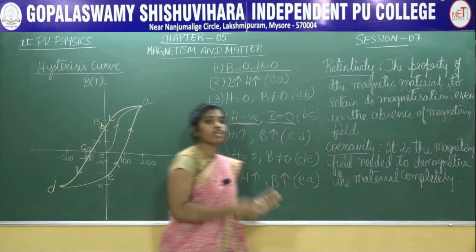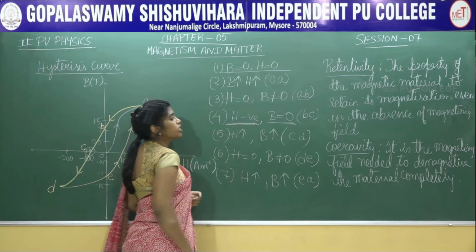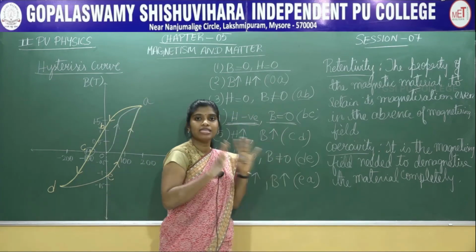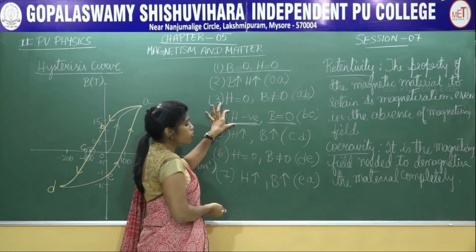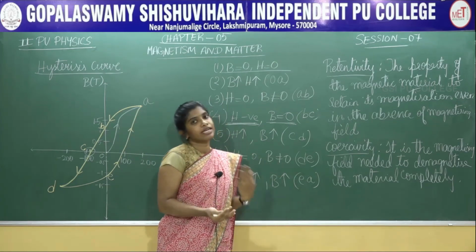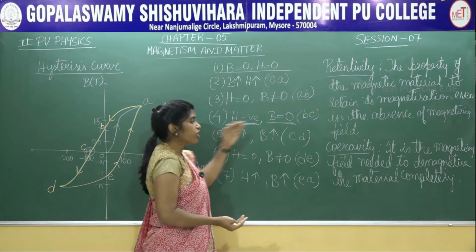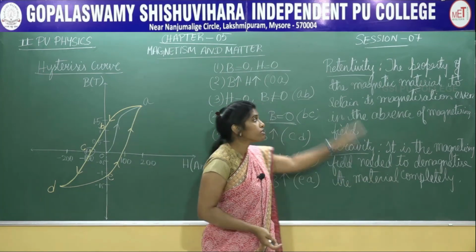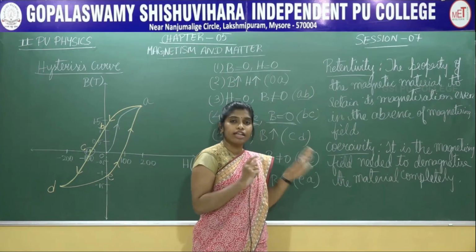It is nothing but the value of H for which the value of B will become 0. So, for a certain value of H, the ferromagnetic material completely becomes demagnetized, and that value of H is called coercivity. These two are very important definitions.